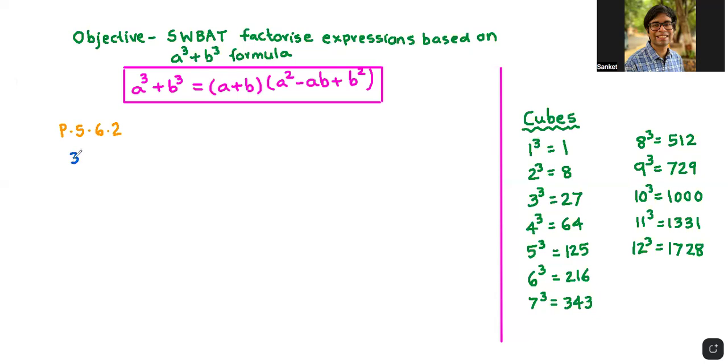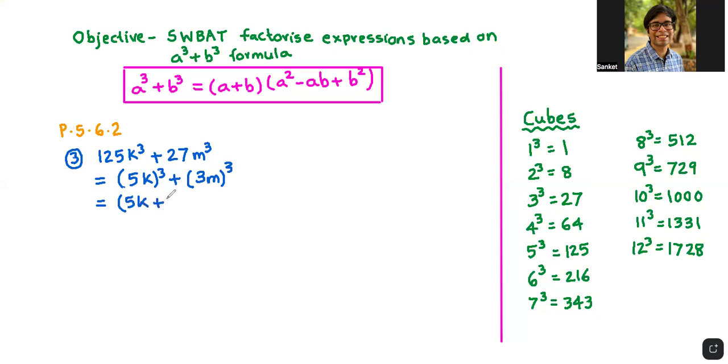Let's do the third question. 125k cube plus 27m cube. I know 125 is the cube of 5, so this becomes (5k) whole cube, plus I know 27 is the cube of 3, so (3m) whole cube. This is my most important step.